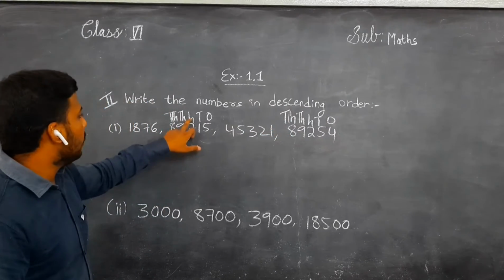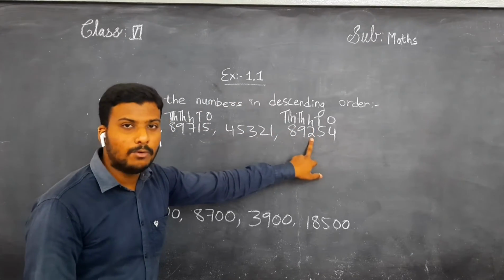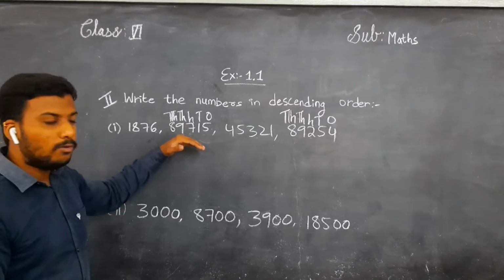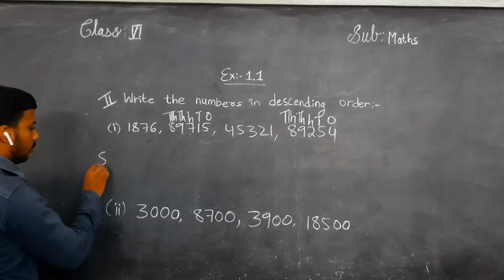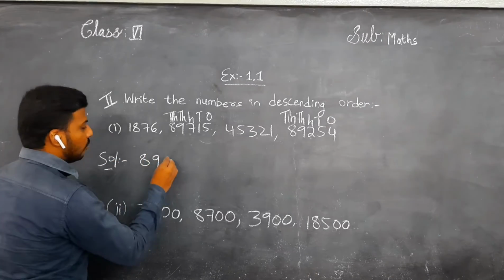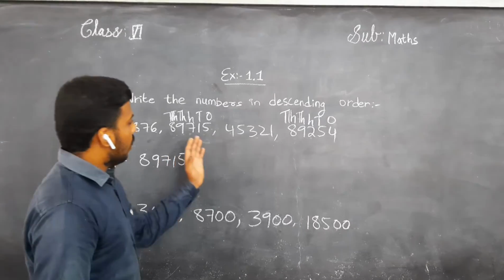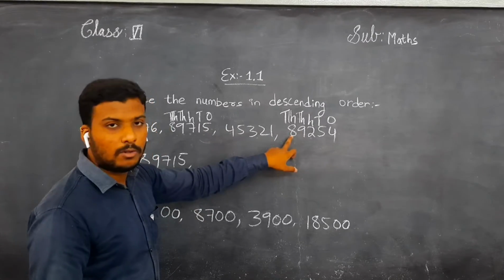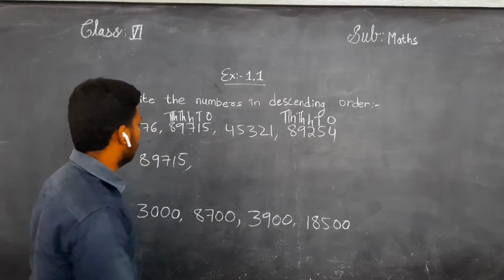And in the place of hundreds we have 7. But here in the place of hundreds we have 2. Then this is the biggest number. Understand? Then we have to start writing from this number, that is 89,715. Absolutely, after this is the next biggest number, so we have to write this number.